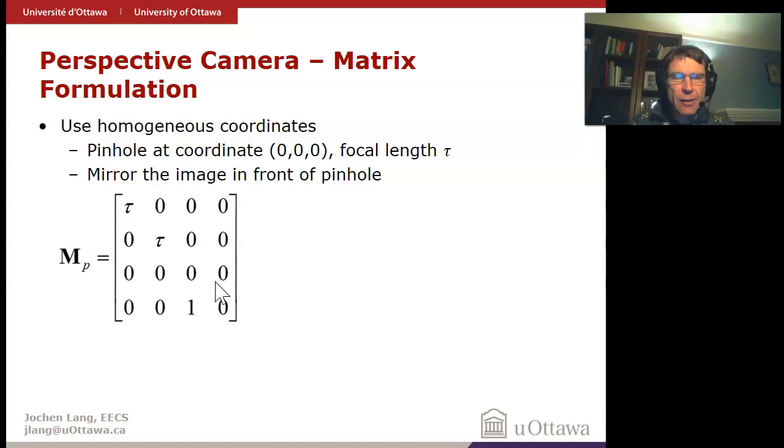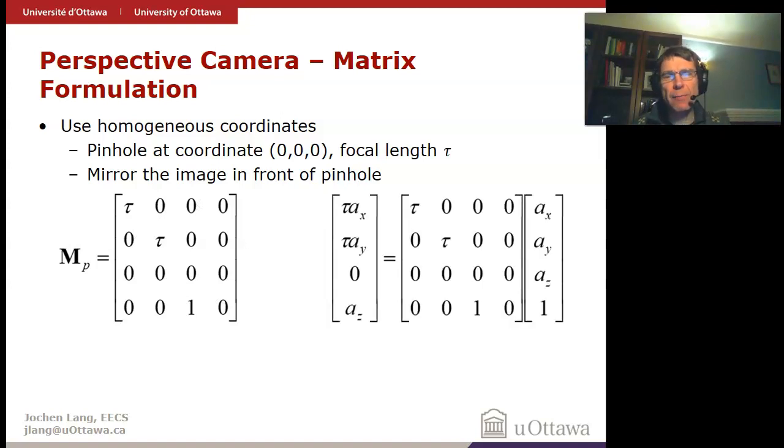So how does this work? For this, we have to look at what would happen if we have a point. The point is at AX, AY, and AZ. We put a 1 here as usual for our homogeneous points. And if we multiply this point by such a perspective projection matrix, what we get out is, in X, tau times AX, in Y, tau times AY, and in the homogeneous coordinate, AZ. The Z coordinate doesn't really matter because we're projecting into 2D, but I keep it here for now to have all zeros in here.